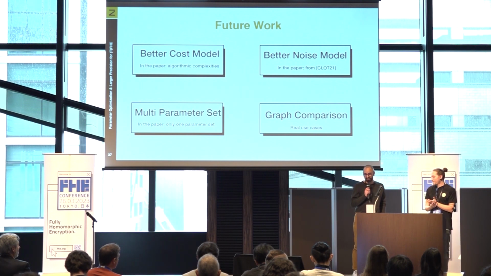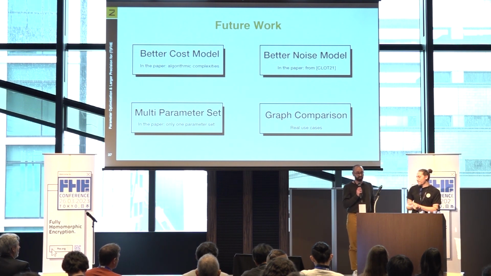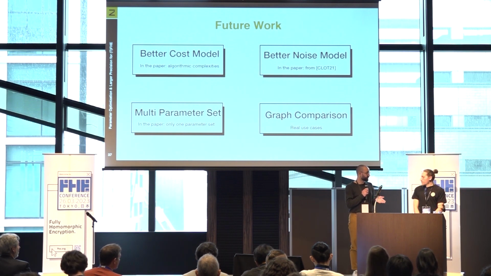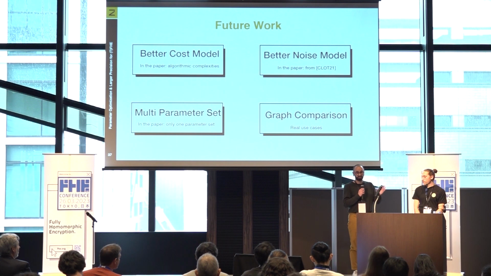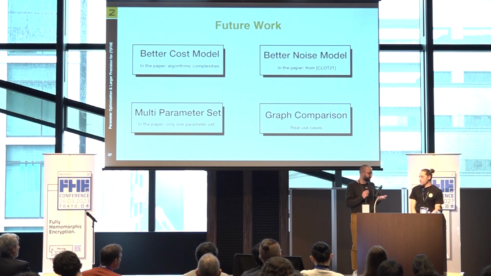I think Sam mentioned it a bit, but for the better cost model, it would be nice to have a different cost model for every different architecture that we're working on, and it's going to be way better. And also for the multi-parameter set, it's really dependent on the use case. Because if you're working in a use case where you don't really need to have different parameter sets, you're not going to get a speed up, right.